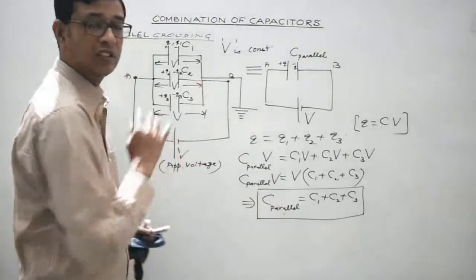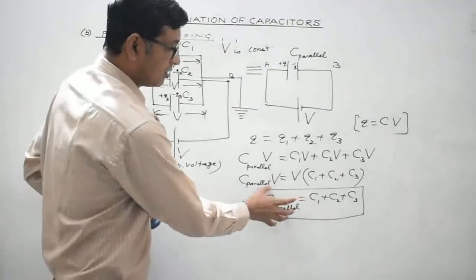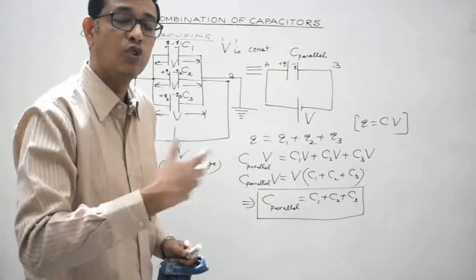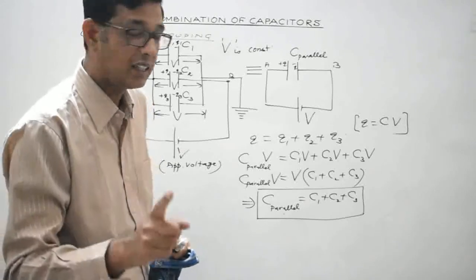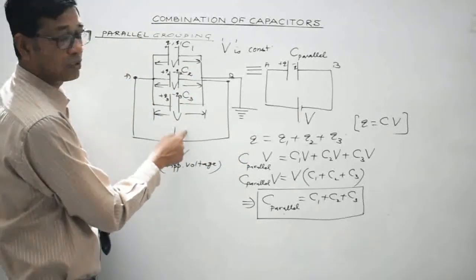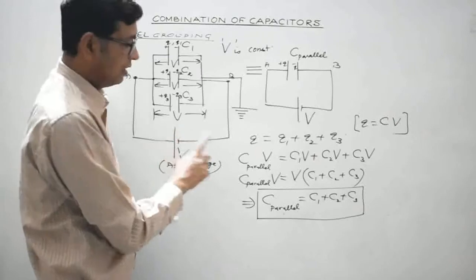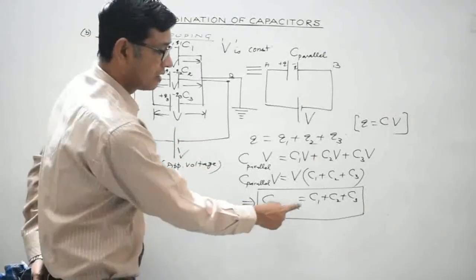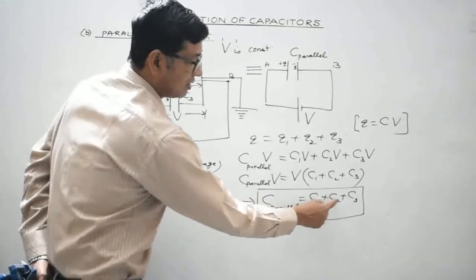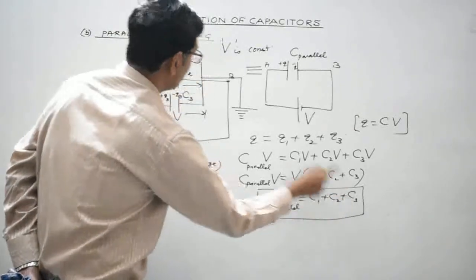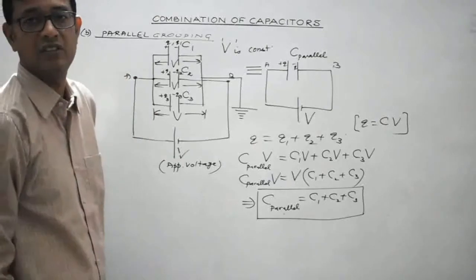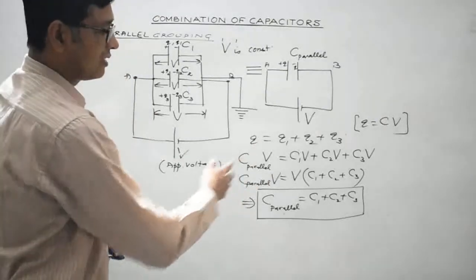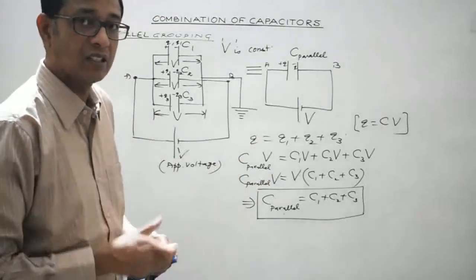So let's conclude this statement. This is actually the law of parallel grouping of capacitors, which states that when two or more capacitors are connected in parallel, then the resultant capacitance of the parallel grouping of capacitors is given by the sum of the capacitances of the individual capacitors, right? So we can extend this for n capacitors connected in parallel.